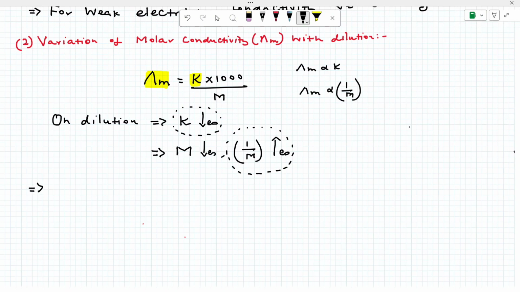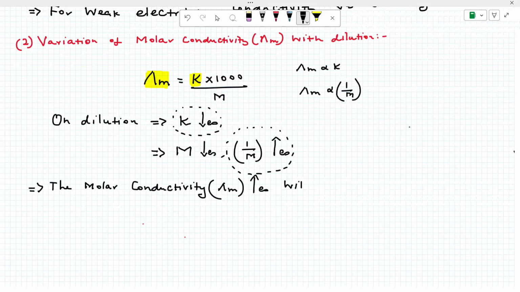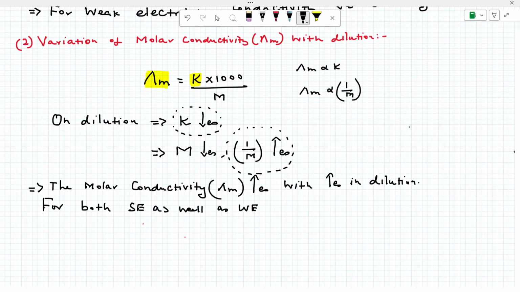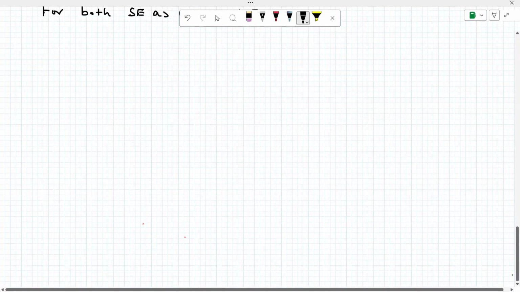Please note. For the molar conductivity, lambda m increases, very important, increases with increasing dilution, for both strong electrolyte as well as weak electrolyte. You got the point? Okay. Why does this increase? See the point.